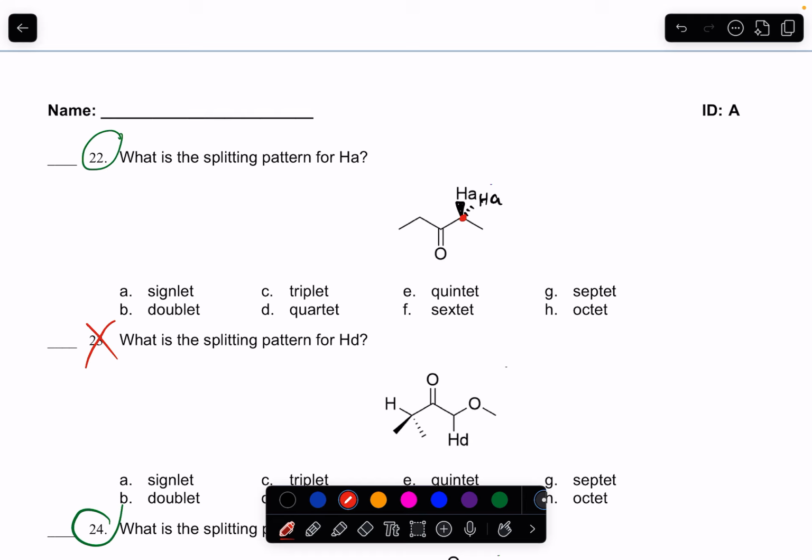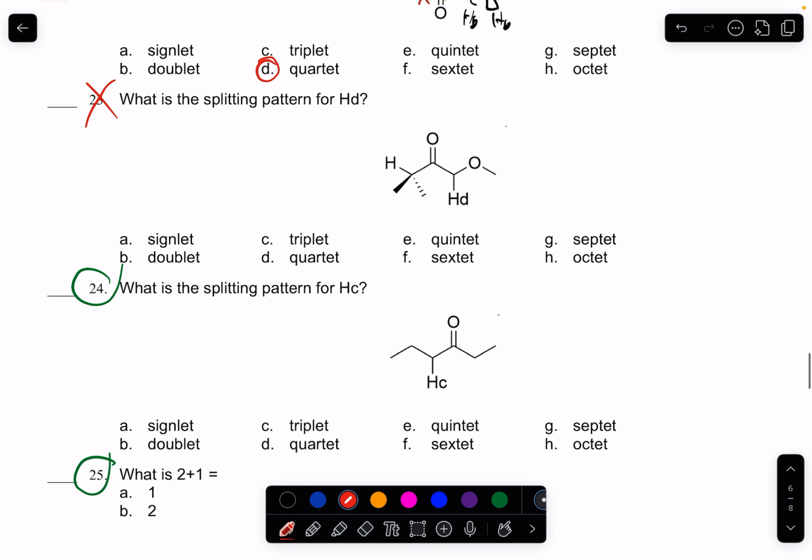So we look at the carbon over here. Look at the adjacent carbon. Are there any hydrogens there? No. Are there any hydrogens here? Yes, there are 3 hydrogens. Okay. Are they all distinct or are they all the same? It's a methyl group, therefore they're all the same. So, how many protons are there on HB? 3 protons plus 1 equals 4, quartet.